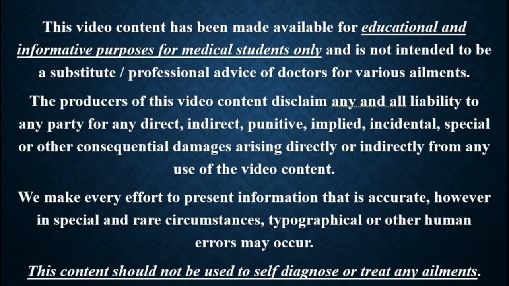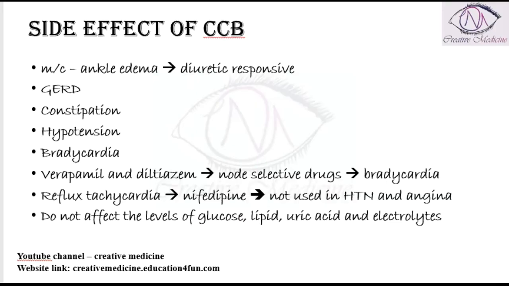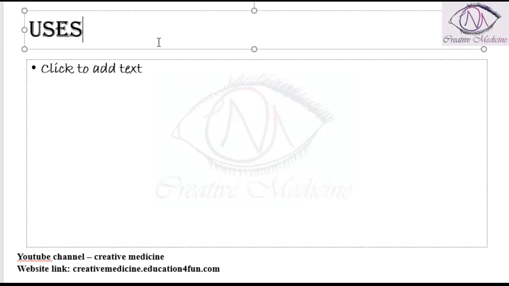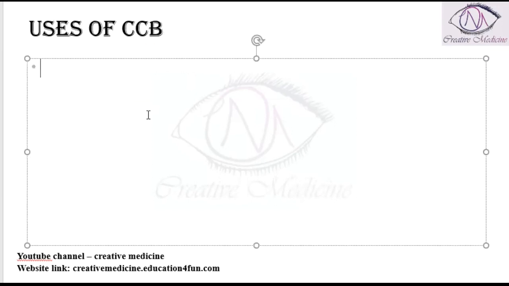In this lecture, we will learn about uses of calcium channel blockers. Calcium channel blockers are used in low renin hypertension, because in high renin hypertension we have better drugs.